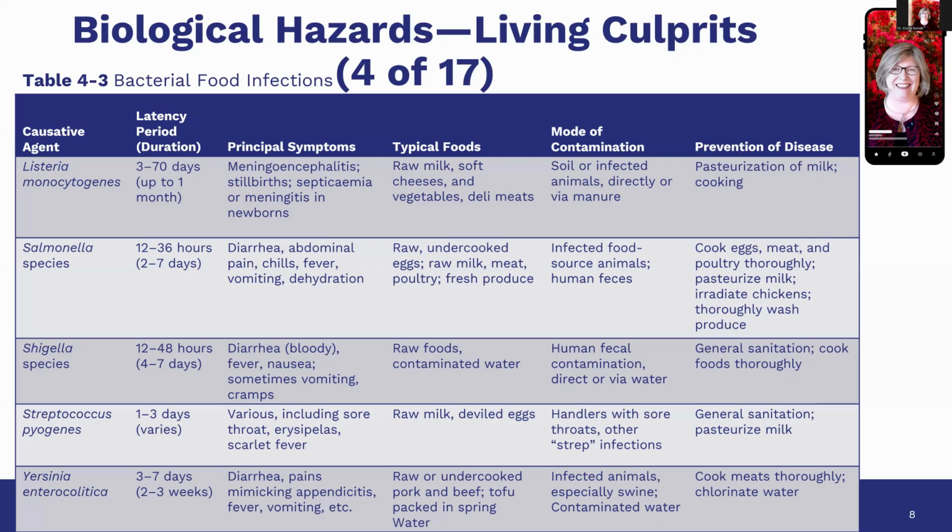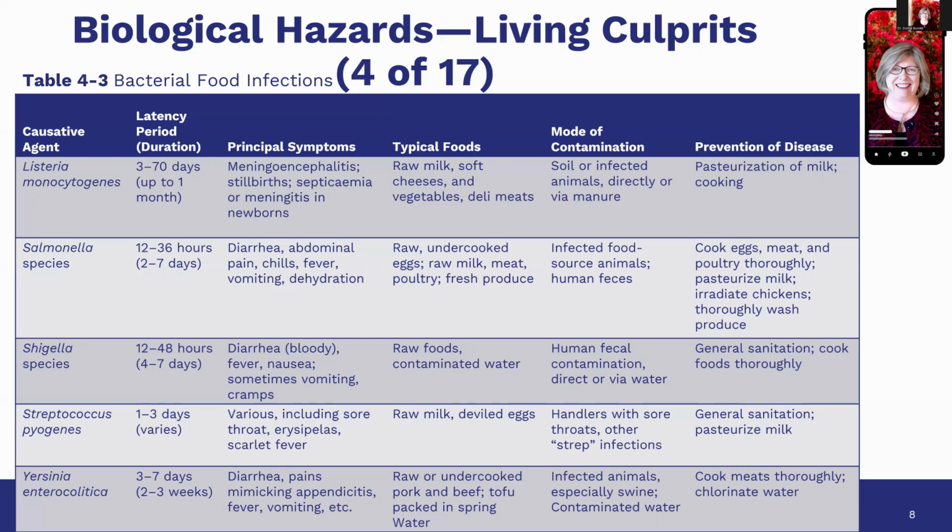Okay, your typical foods you might see for Salmonella as a causative agent would be perhaps raw or undercooked eggs. This is why we cook our eggs. Raw milk, meat or poultry, fresh produce.